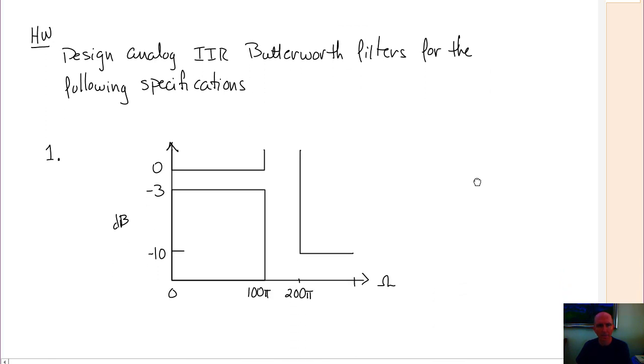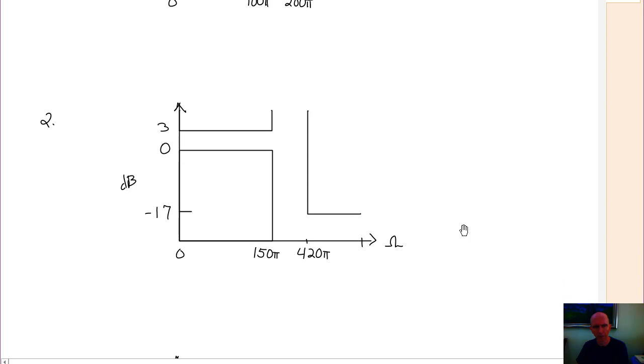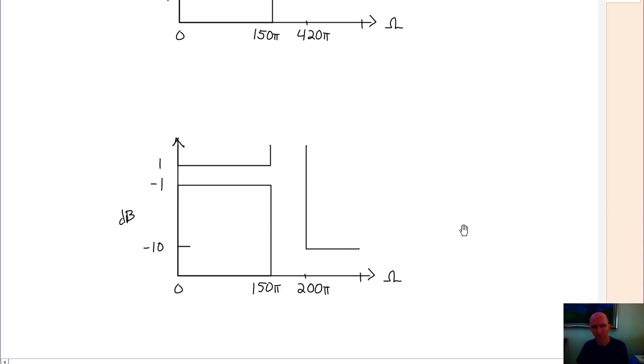There are some homework problems I want you to do. This is basically what we did above. So you're going to design the analog filter for the following specifications. Redo the problem for this, and this, and this.